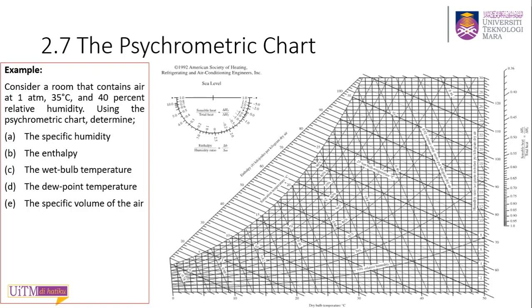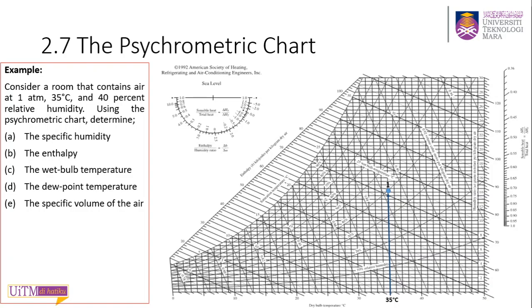We look for 35 degrees Celsius and we draw the property line. We draw the property line for 35 degrees Celsius until it intersects with 40% relative humidity, and then we label it as state 1. From state 1, we can draw the remaining property lines to read the remaining properties.